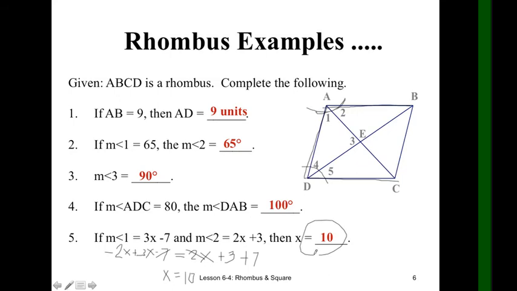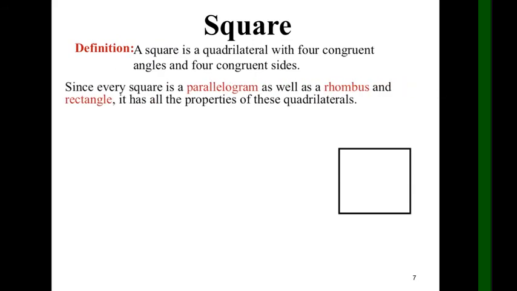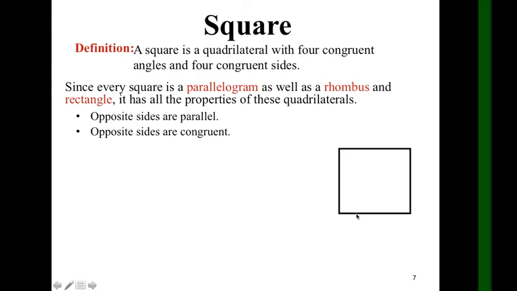Did you get it? Square, on the other hand, when you are talking about square, a square is a quadrilateral with 4 congruent angles and 4 congruent sides. Actually, it has a connection with rhombus. Since every square is a parallelogram as well as a rhombus and a rectangle, it has all the properties of this quadrilateral. So, a square, opposite sides are parallel, opposite sides are congruent. So, lahat ng mga sides nito, congruent, parehong, kunyari, 5 ito, so lahat yan 5.